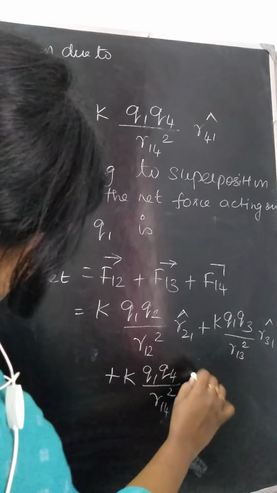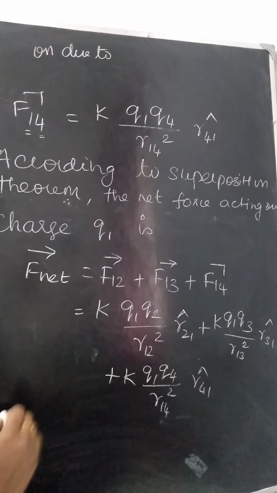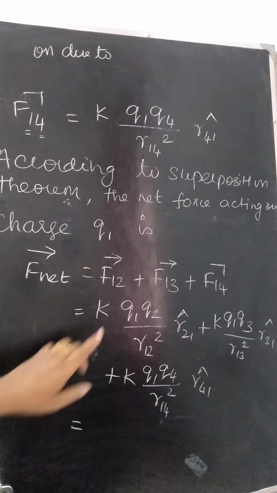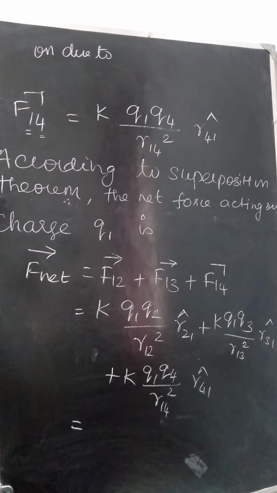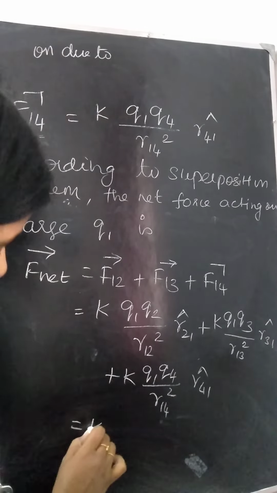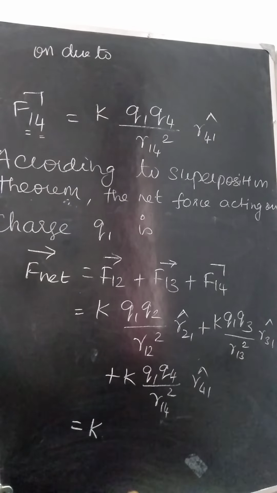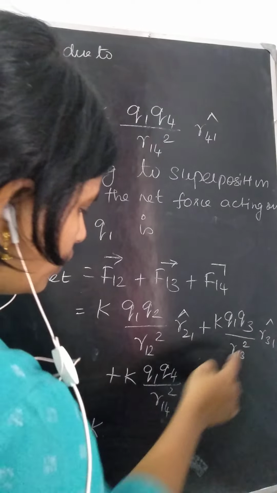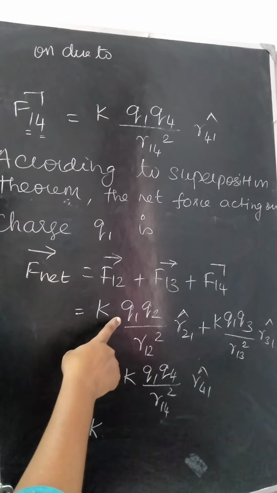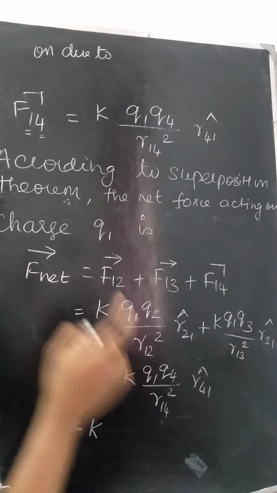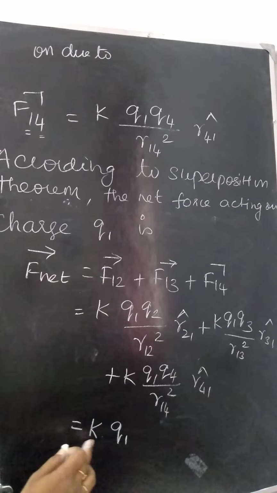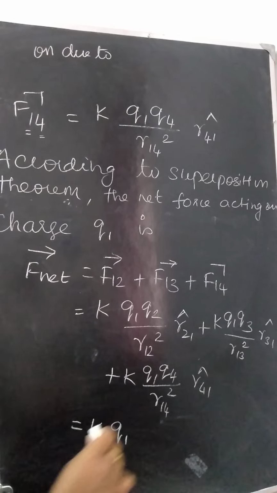Very good. Okay, so which is common here? Can we say some common terms? What are all the common things here? Q1, Q2, K and Q1. Very good. So K is a common factor, which we know is the proportionality constant. The charge on which you are taking the forces comes in all the other forces, right? Here also Q1 is there, Q1 is there, Q1 is there. So Q1 is a common charge on which all the other forces are acting. So we can take K into Q1 as a common one.